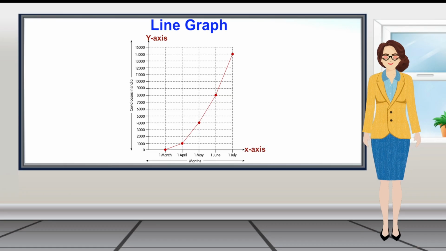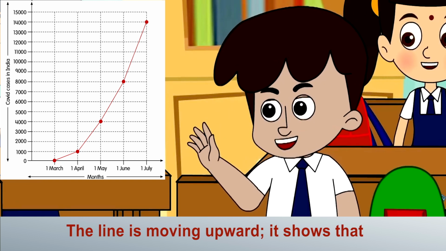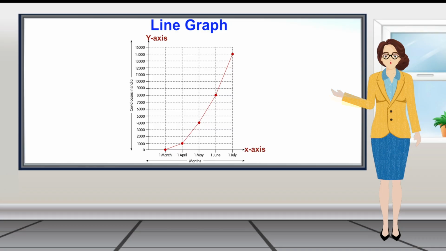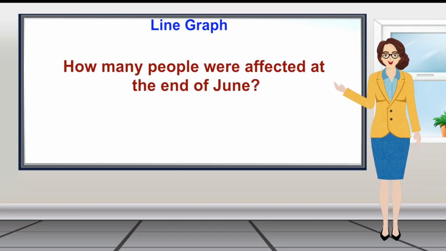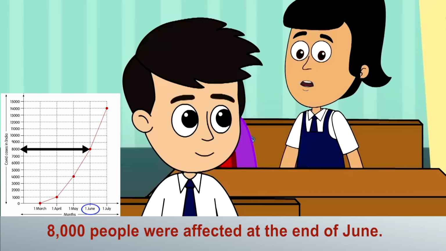Let's learn how to read a line graph from one example. The given graph shows the number of COVID cases in India during the first 4 months of 2020. What have you observed from the cases based on the given line graph? The line is moving upward. It shows that the number of cases is increasing every month. Correct. How many people were affected at the end of June? The point connected to June shows 8,000. It means 8,000 people were affected at the end of June.